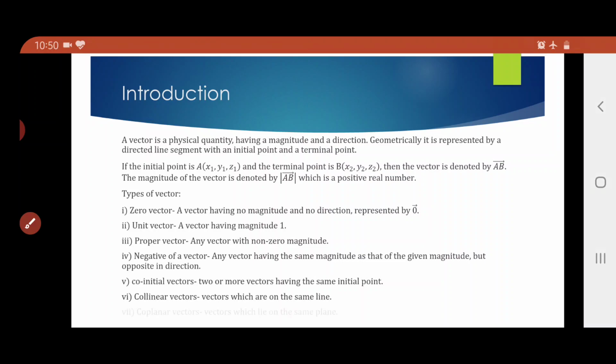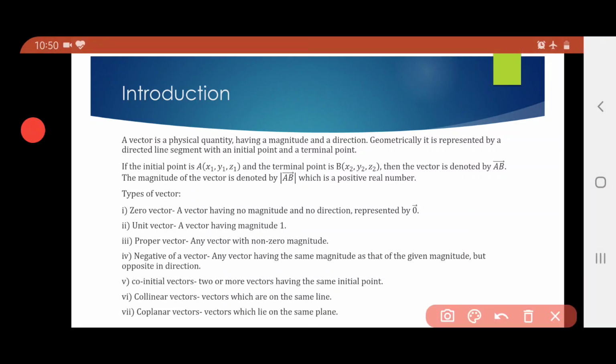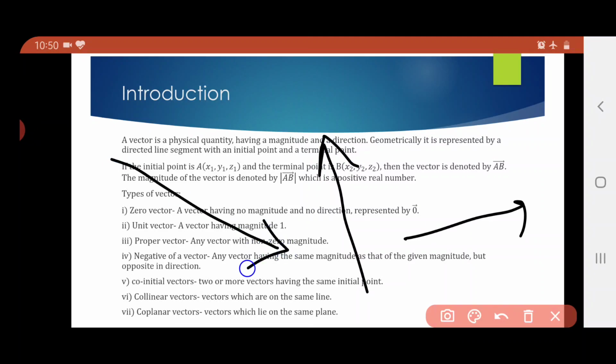Then we have coplanar vectors. Coplanar vectors means two or more vectors lying on the same plane. So for example, if I am drawing anything on this plane, say this is one vector, this is another vector, this is another vector. As I am drawing all these vectors on this same plane, the screen of the mobile here, all these vectors are coplanar vectors because they are lying on the same plane.